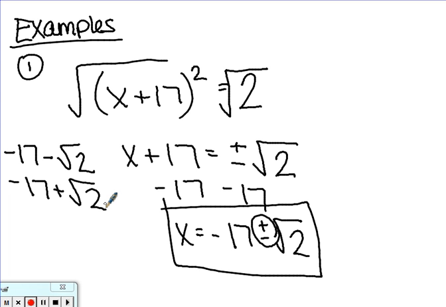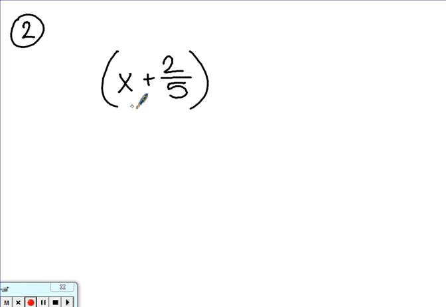Let's try another example. Example 2. (x + 2/5) raised to the second power equals 3. Again, because our variable is raised to the second power, we're going to have two solutions. Because we have two solutions, one is going to be positive and the other is going to be negative.